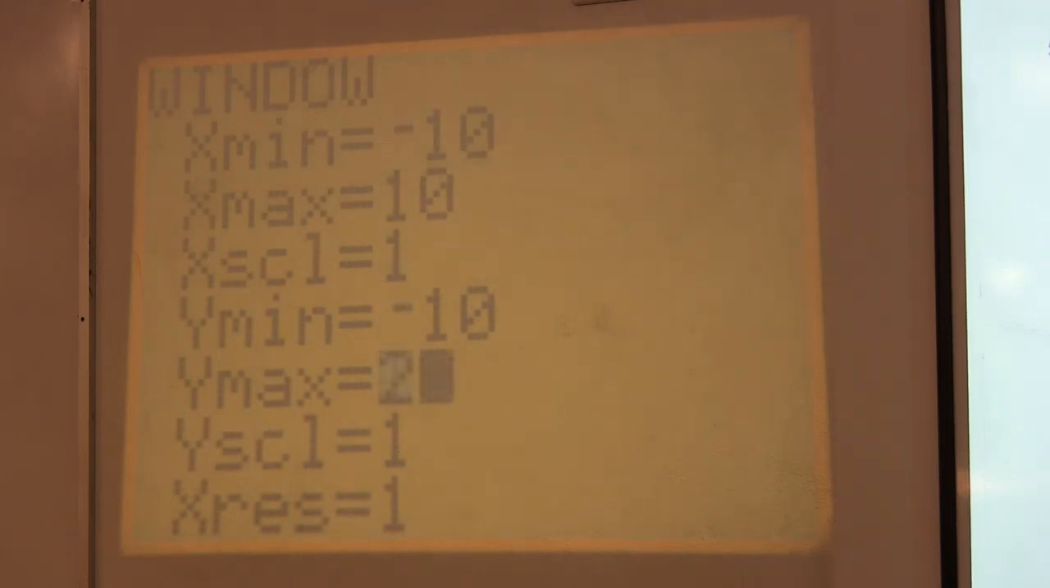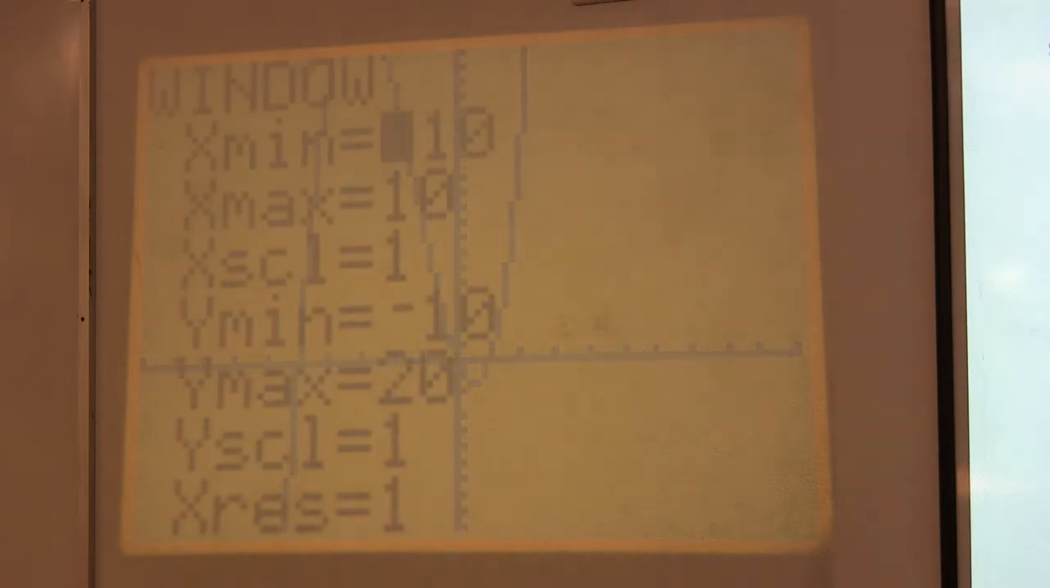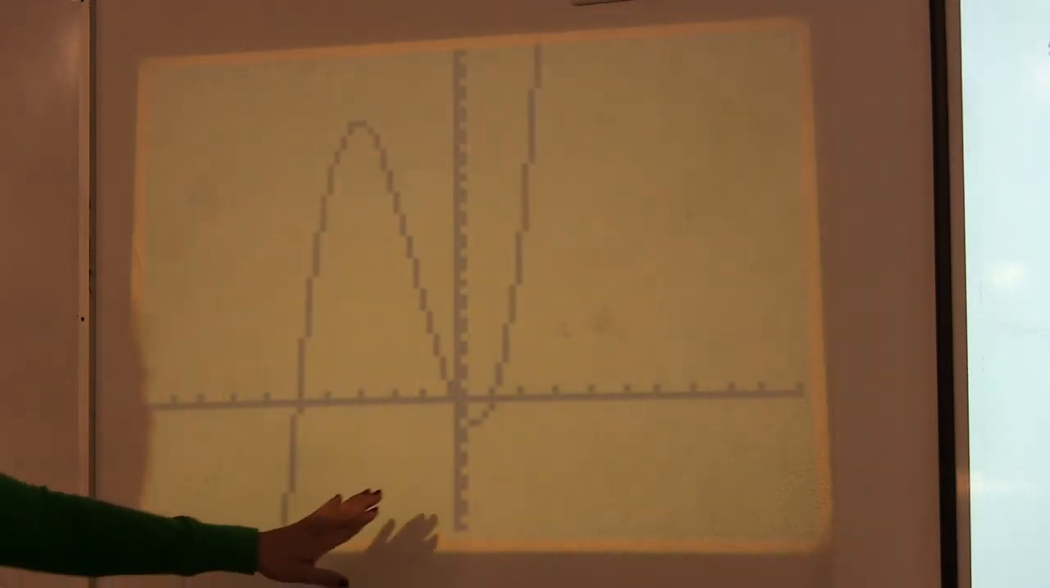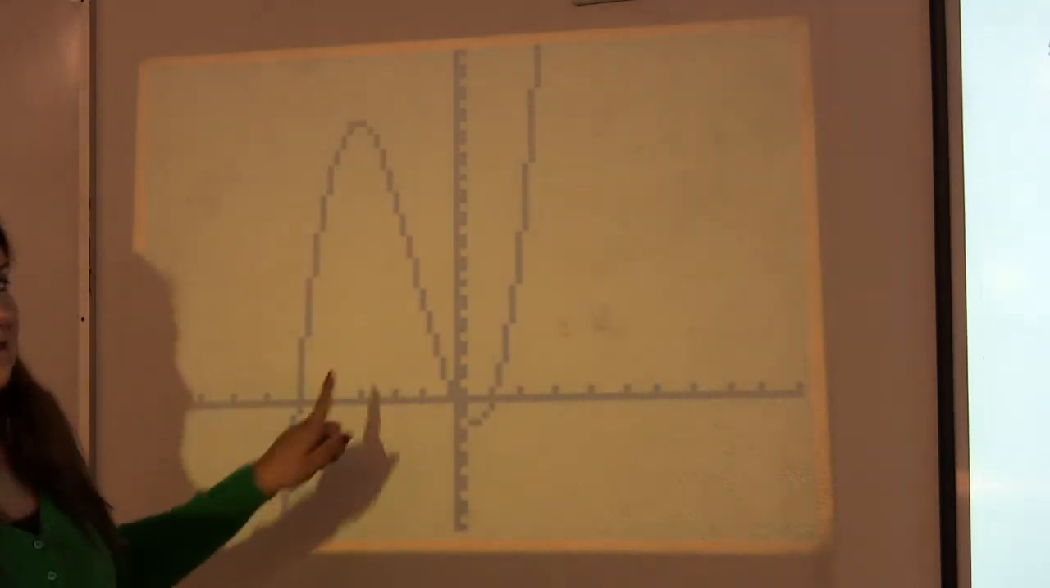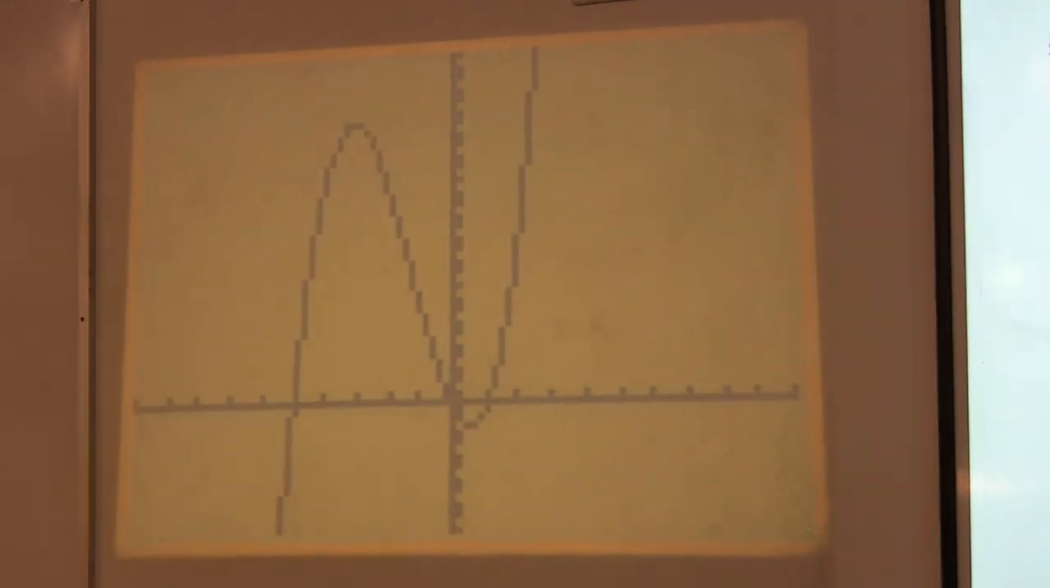So I'm going to go to 20 and see what happens. It got better, but as you can see, it's still not there. So I need to go to my window again, and maybe this time I will try a y max of 30. And now I can see both the hill and the valley in my window. That's one of the first things you want to be able to do.